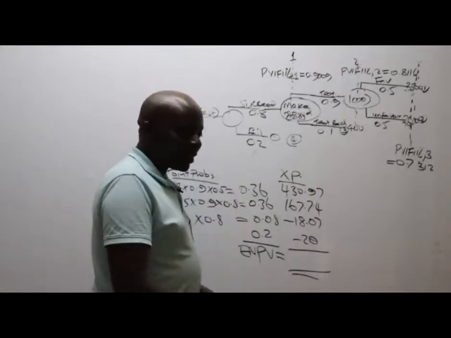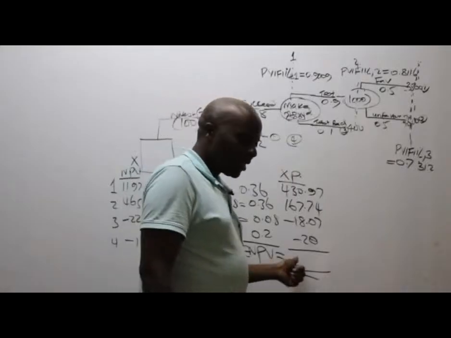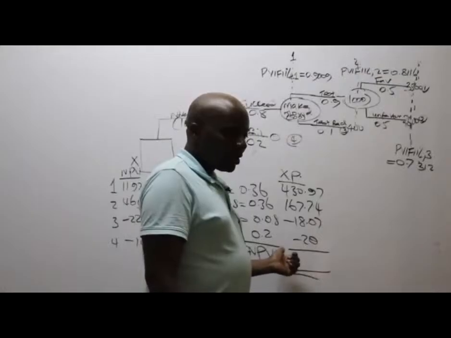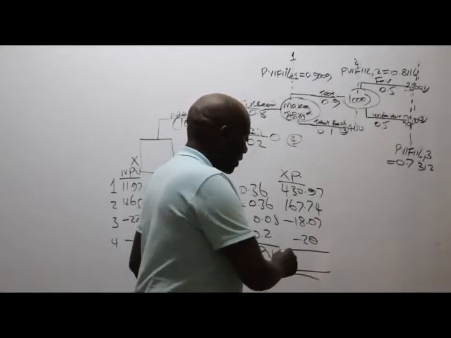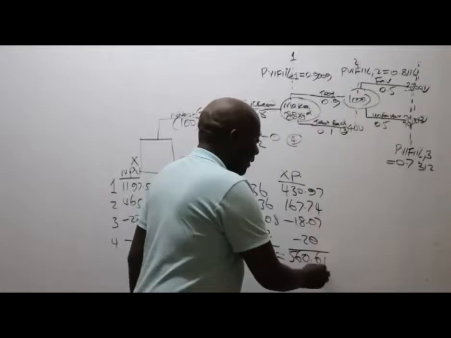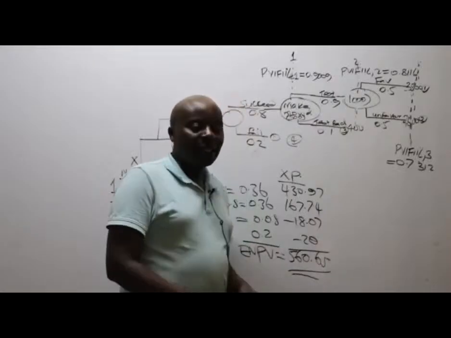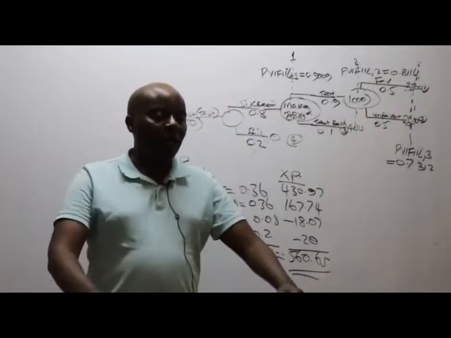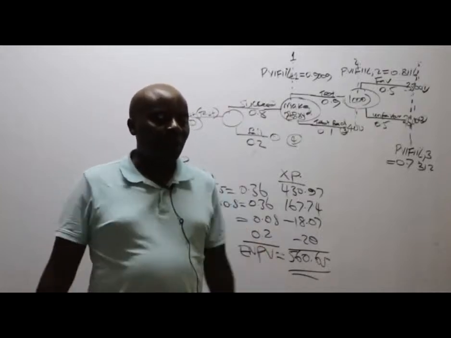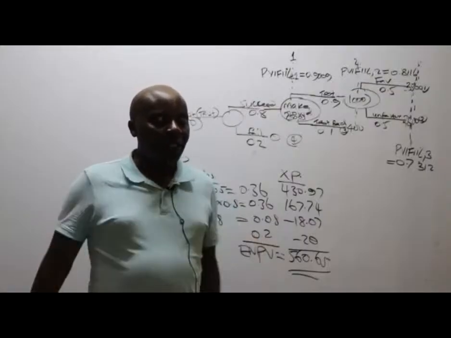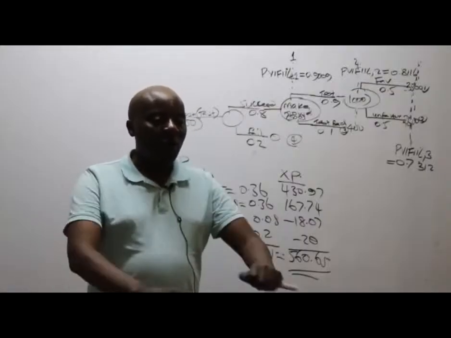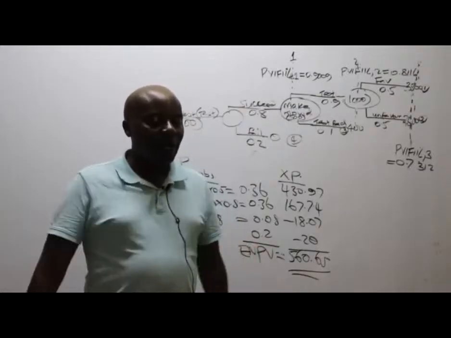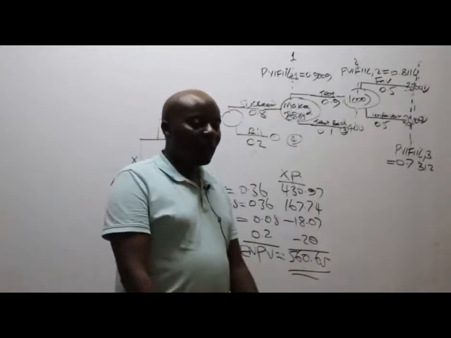So the expected net present value, the last figure here, what figure are we getting? 560.65. This tells us that this project is viable. This project is viable.